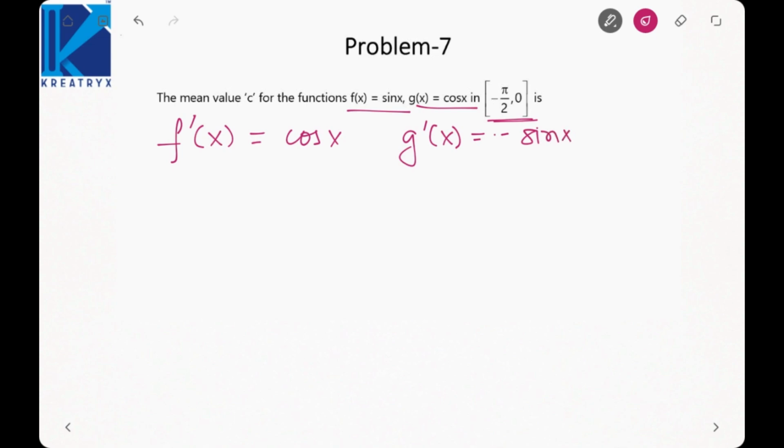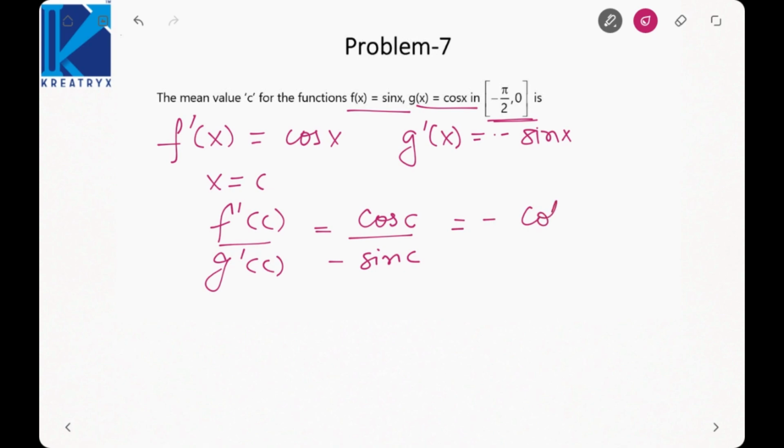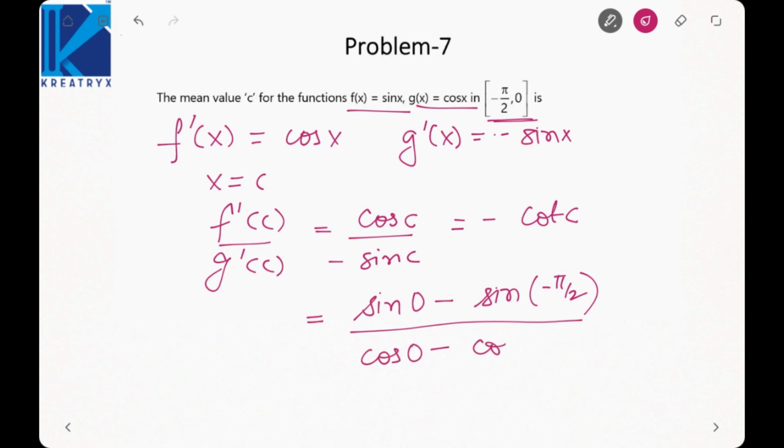x. Now if x is equal to c, then f dash c by g dash c will be equal to cos c over minus sin c, that is equal to minus cot c. This should be equal to fb minus fa, that is sin of 0 minus sin of minus pi by 2, over gb minus ga, that is cos of 0 minus cos of minus pi by 2.